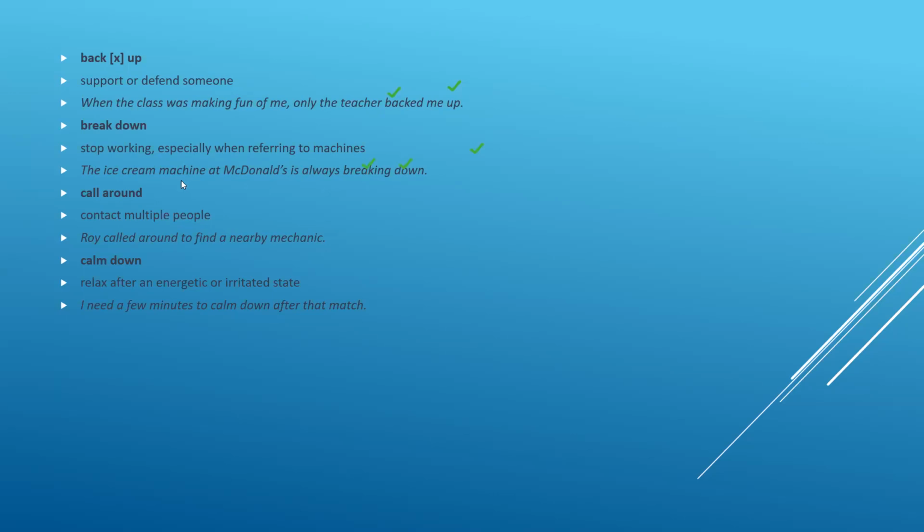Now in the next sentence, call around. Call around means to contact multiple people. Roy called around to find a nearby mechanic. They have used it as an inseparable phrasal verb. Calm down means relax after an energetic or irritated state. So I need a few minutes to calm down after the match.